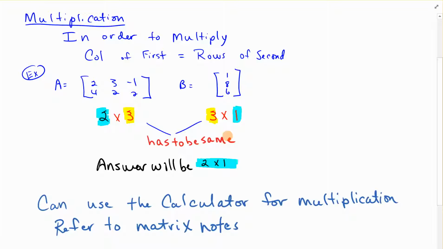So it's really nice to write down the sizes of the matrices that you're about to try to multiply, and these numbers on the inside have to be the same number. So in this case, we could multiply A times B, and order matters. And then the outside numbers tell you the size of the matrix that would be your answer.